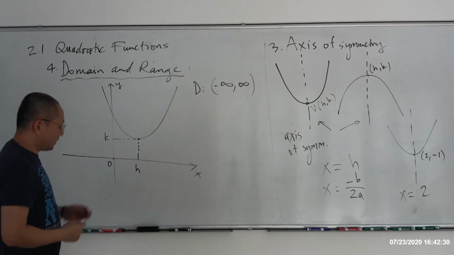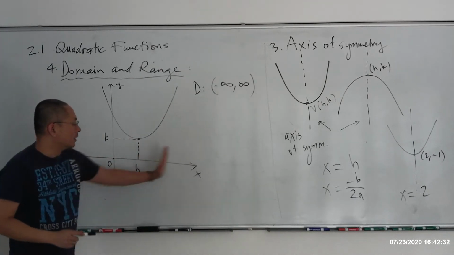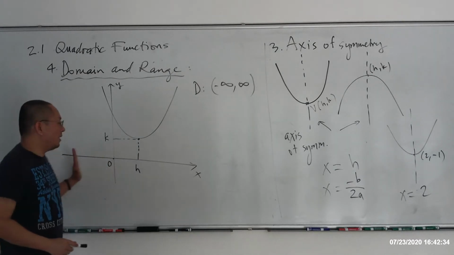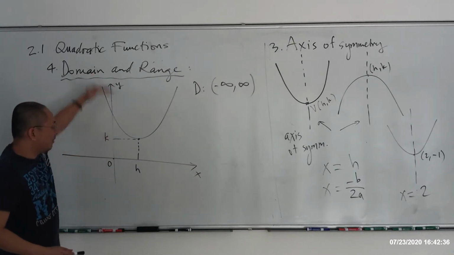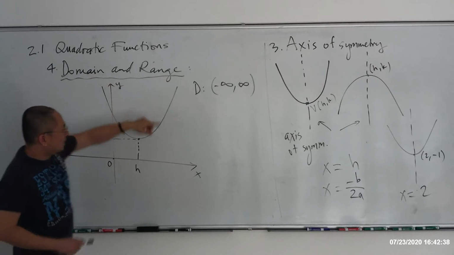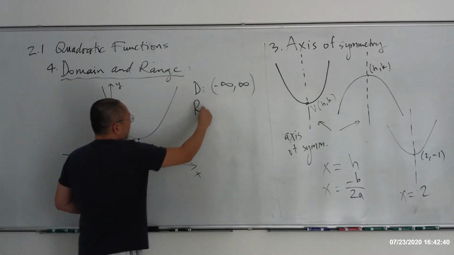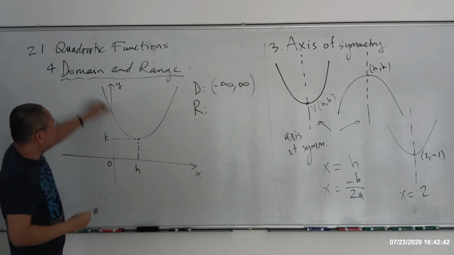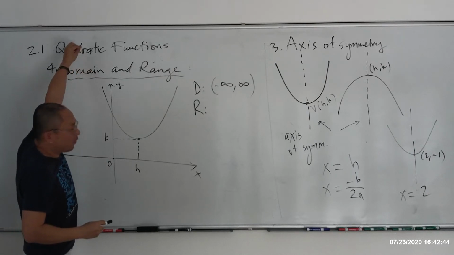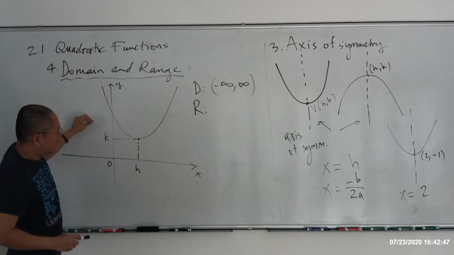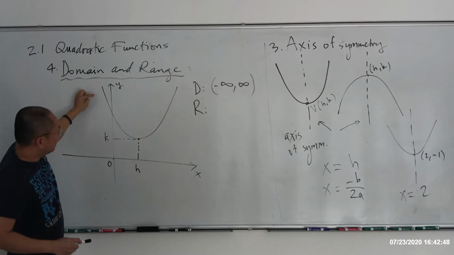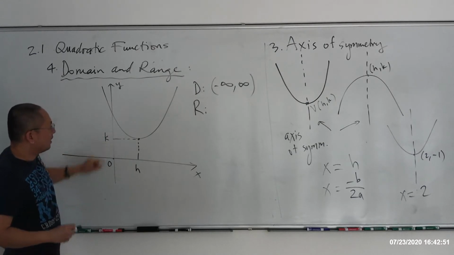What about the range? Now for the range, you don't trace looking left and right anymore. Now you trace along the graph and you're looking up and down. So for the y value, okay? The range for the y value. See that when you trace along the graph, the y value could go up forever. But it's not going to go down forever. How low could it be? The lowest point is the k, okay?